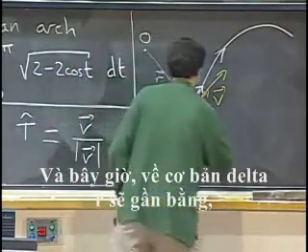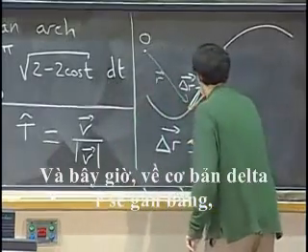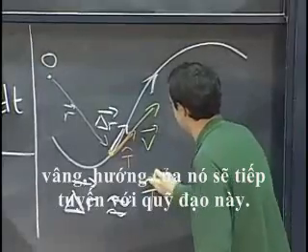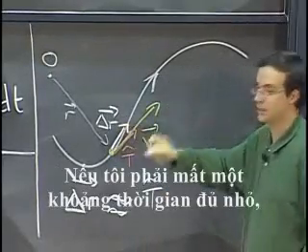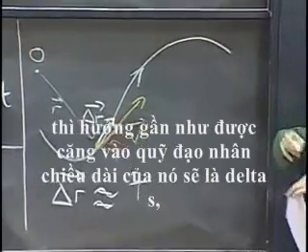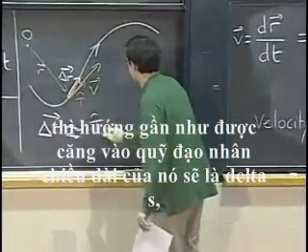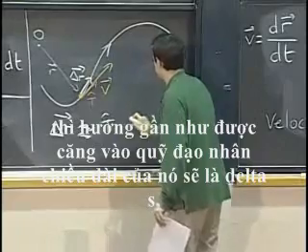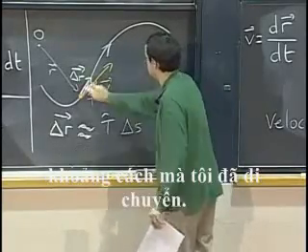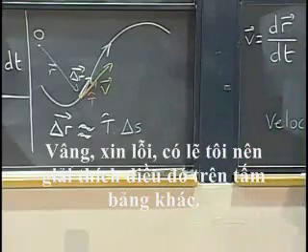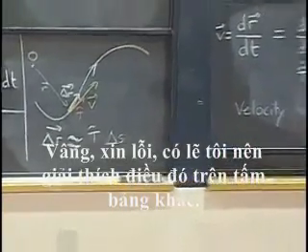Now, delta r should be essentially roughly equal to, well, its direction will be tangent to the trajectory. If I take a small enough interval, then the motion will be almost tangent to the trajectory, times the length of it will be delta s, the distance that I have traveled. Okay, maybe I should re-explain that on a separate board.